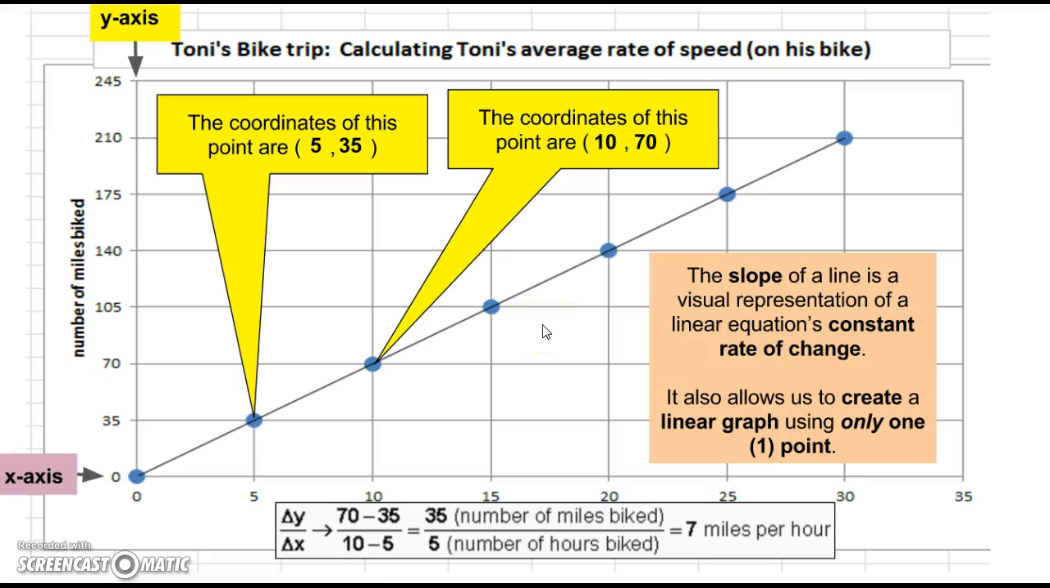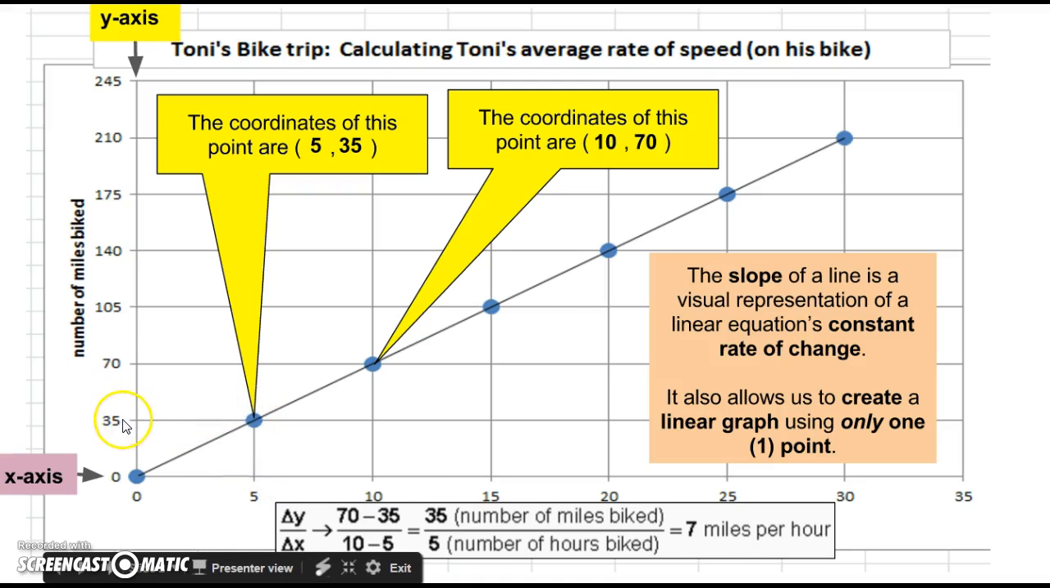35 is our number of miles biked, and the 5 is the number of hours biked. 35 divided by 5 gives us 7, so it comes out to 7 miles per hour. And that's our constant rate of change. Every time we change, we go up 7 miles per hour. Now, think about that, guys.